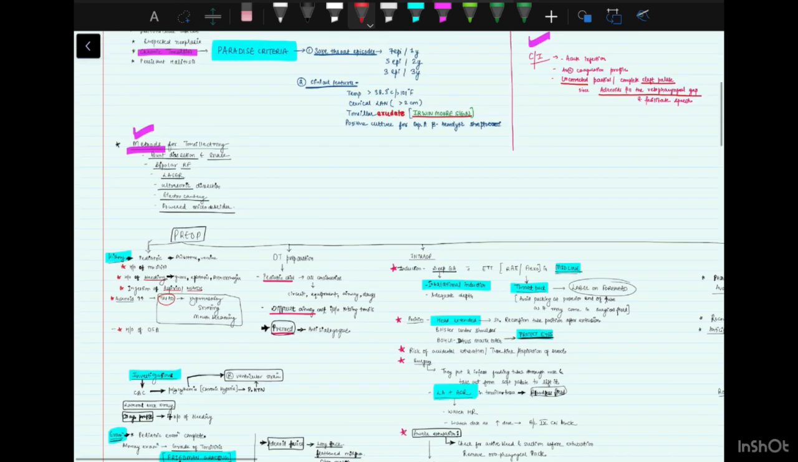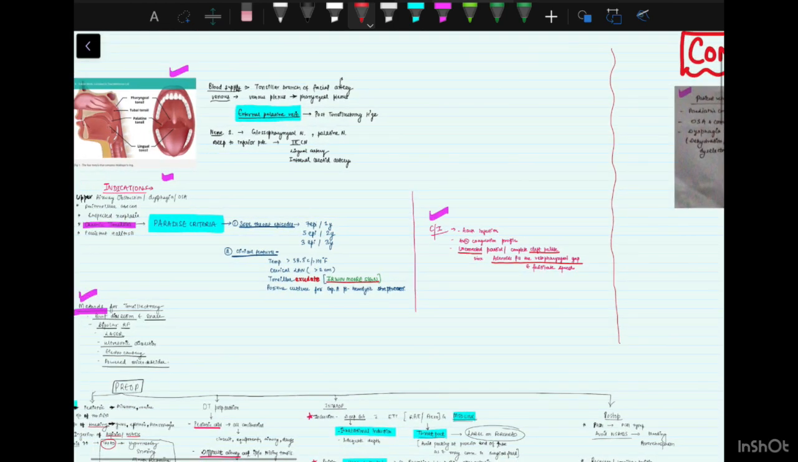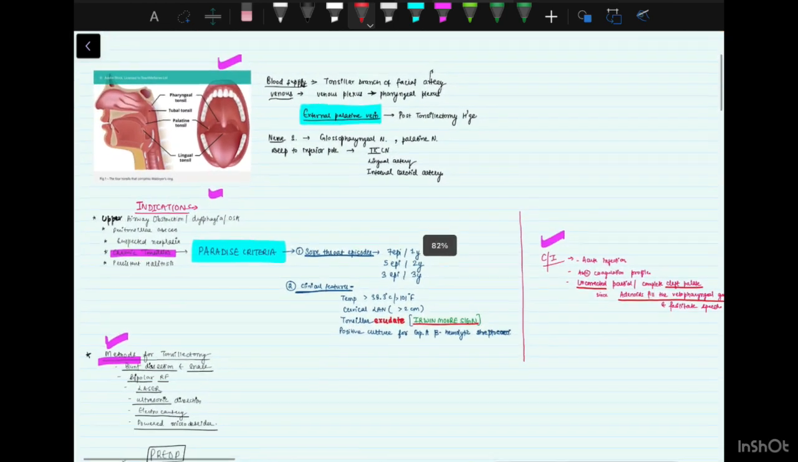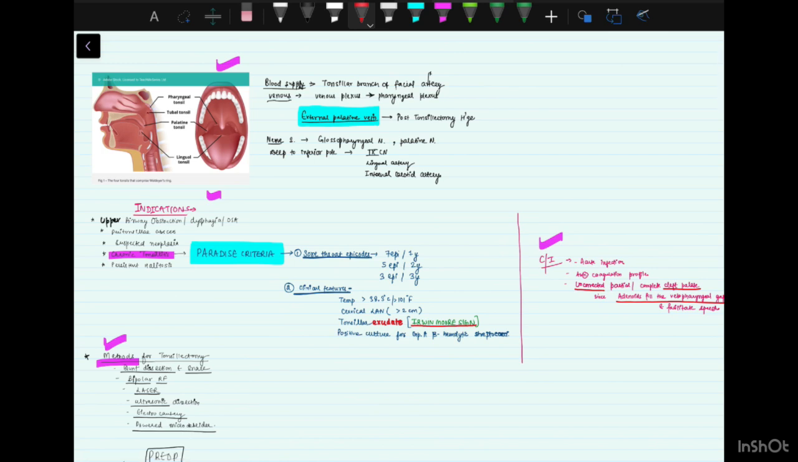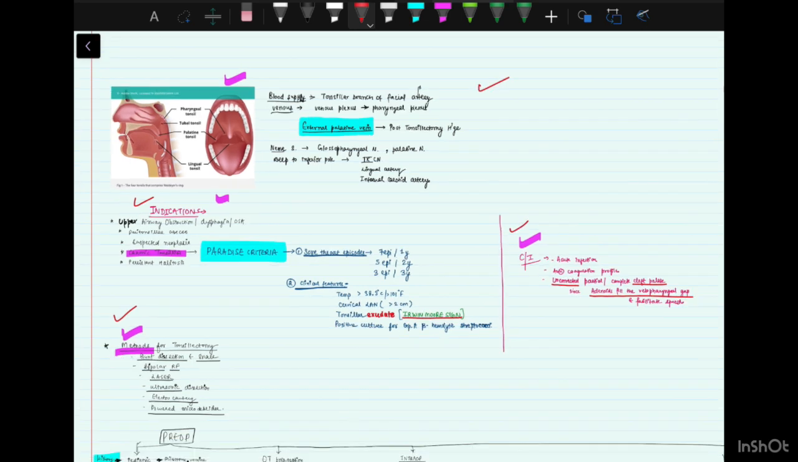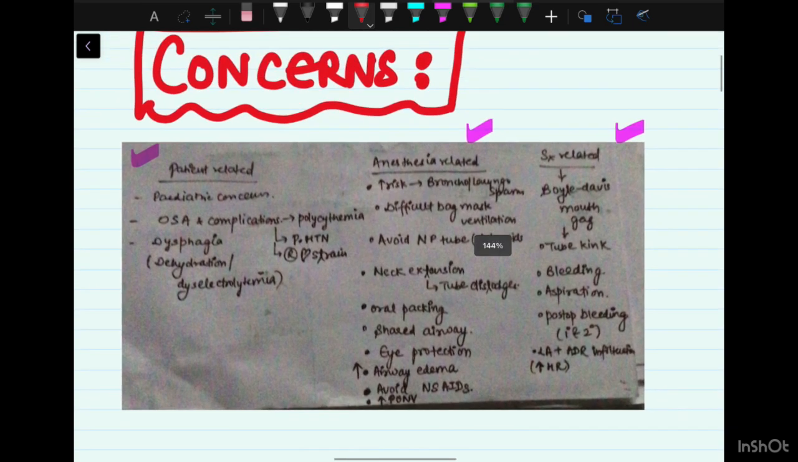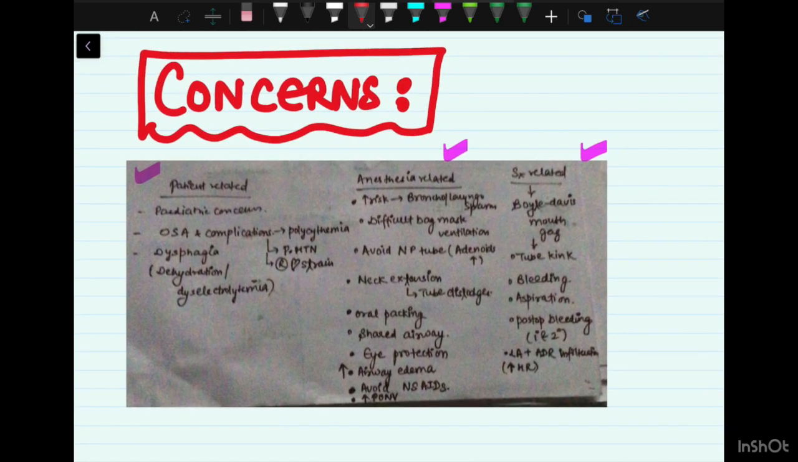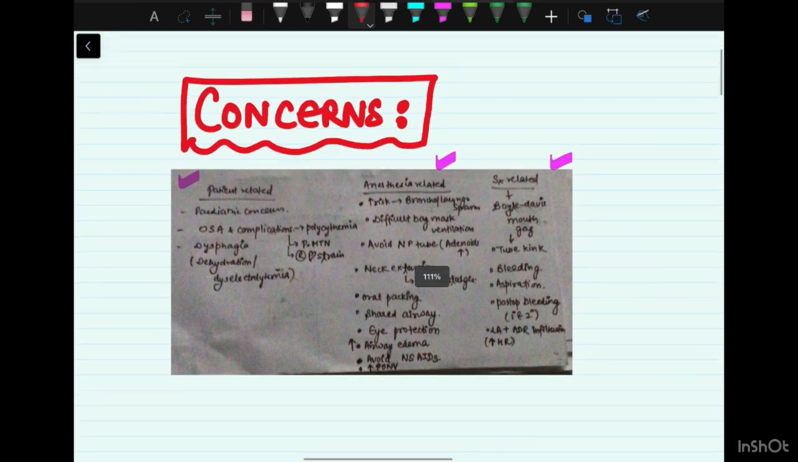Let me show you an example of how to write these. The example is adenotonsillectomy. See, I've written this case. You can see on the screen the anatomy, the indications, the methods of tonsillectomy, then the contraindications. These are the additional knowledge for tonsillectomy, but what you have to write is the concerns.